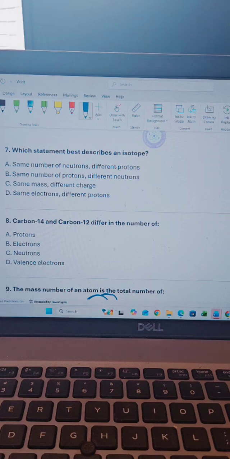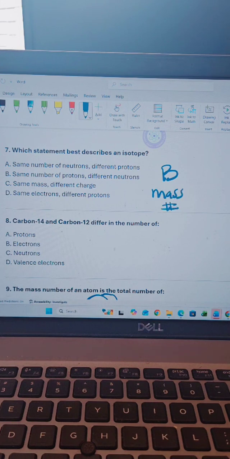Same number of protons, different neutrons. Same mass, different charge. No. Same electrons, different protons. No. The answer is B. Same number of protons, different neutrons. Different neutrons because of the mass number.